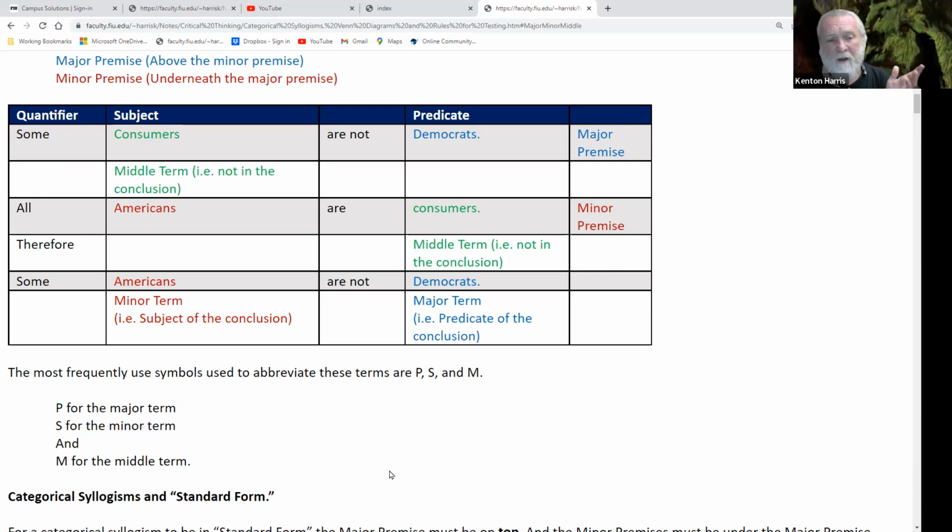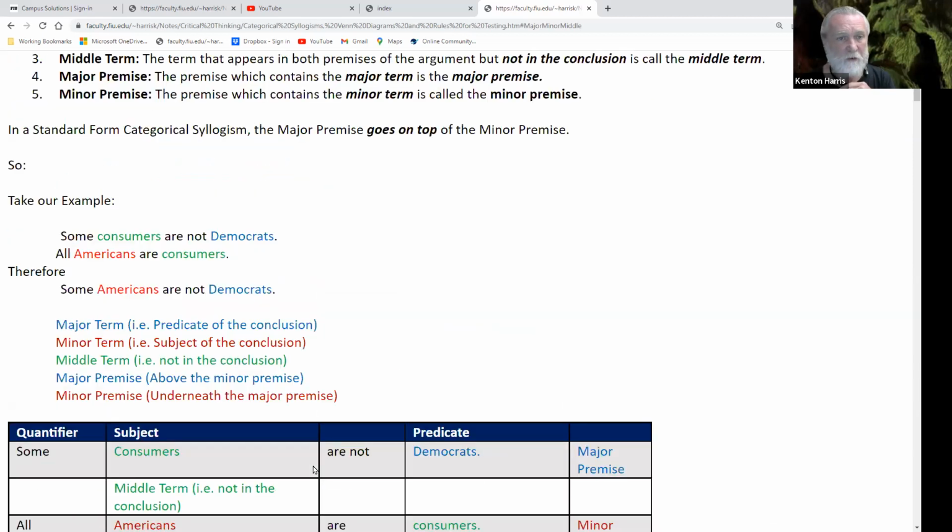Now, what is frequently used in symbolizing a syllogism are P, S, and M for the terms. P indicates the predicate of the conclusion, the major term. S indicates the subject of the conclusion, the minor term. And M indicates the term that does not appear in the conclusion, the middle term. Right? Okay, so far so good.